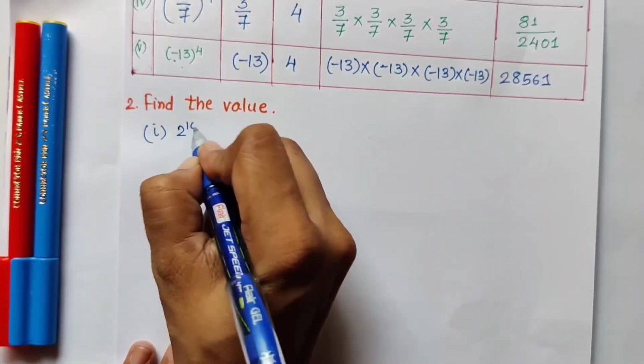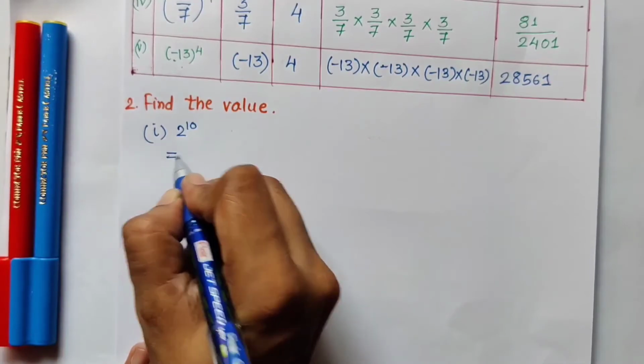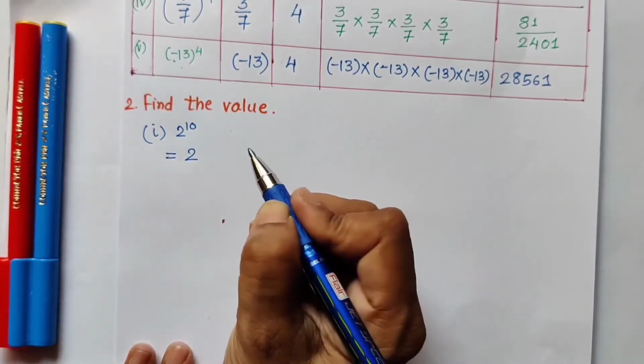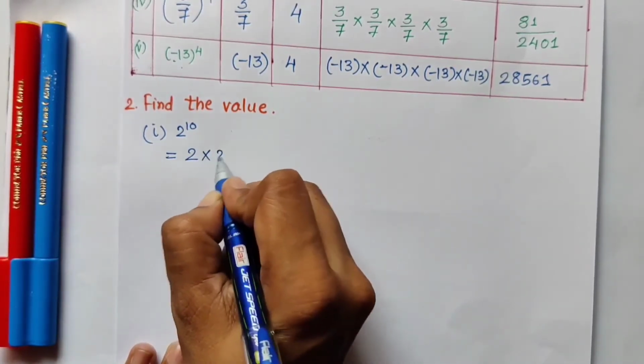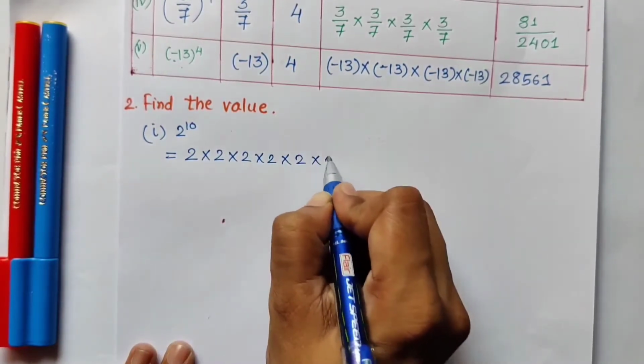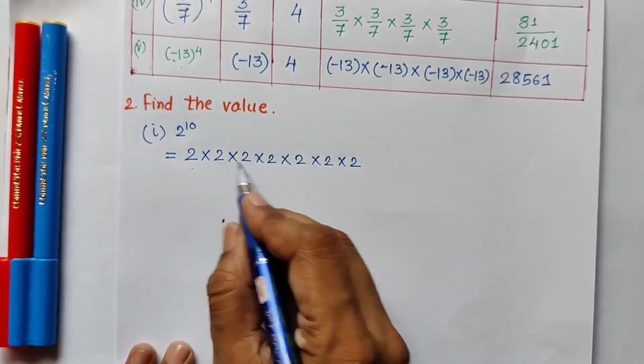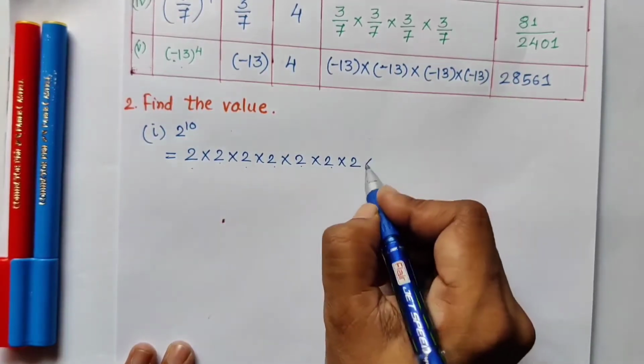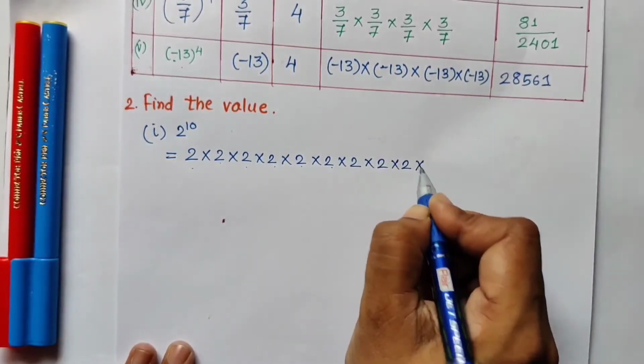It is 2 raised to 10. So in multiplication form, 2 raised to 10 means to multiply by itself how many times? 10 times. 2 into 2 into 2 into 2. Write it 10 times. I am going to write it 10 times. 1, 2, 3, 4, 5, 6, 7, 8, 9, 10.